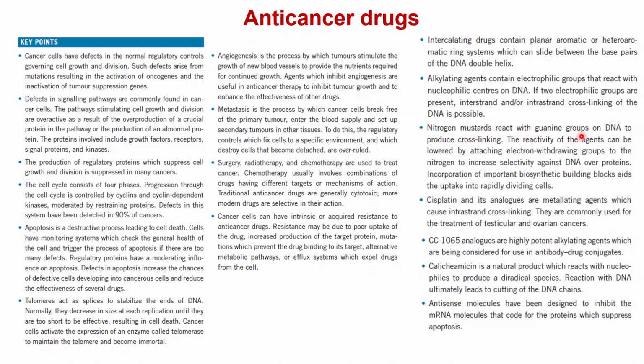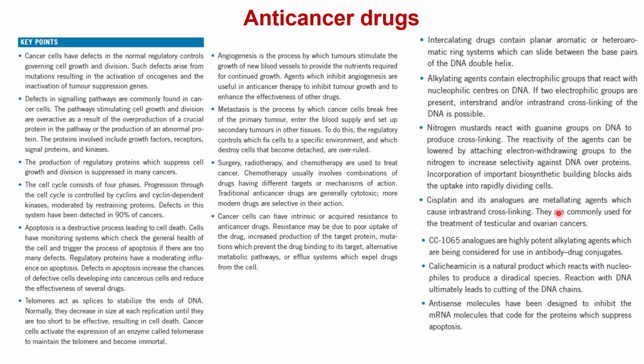Nitrogen mustards react with the guanine groups of the DNA to produce cross-linking. The reactivity of the agents can be lowered by attaching electron-withdrawing groups to the nitrogen to increase the selectivity for DNA over proteins. Incorporation of important biosynthetic building blocks aids the uptake by rapidly dividing cells.